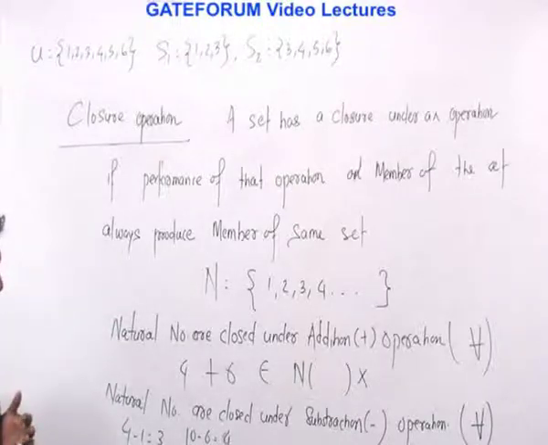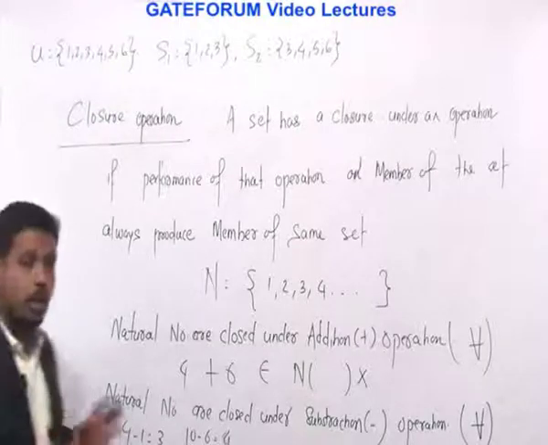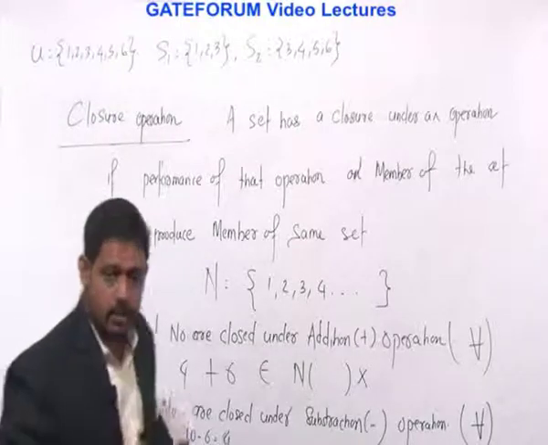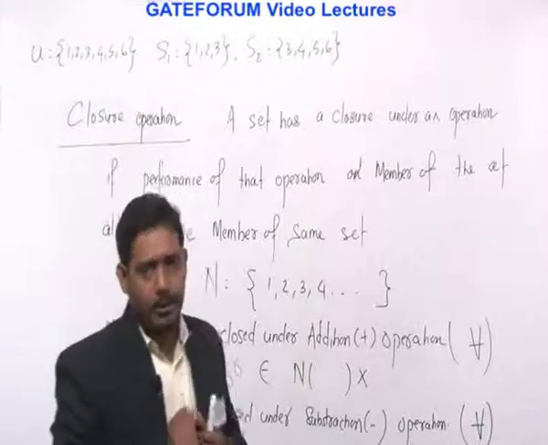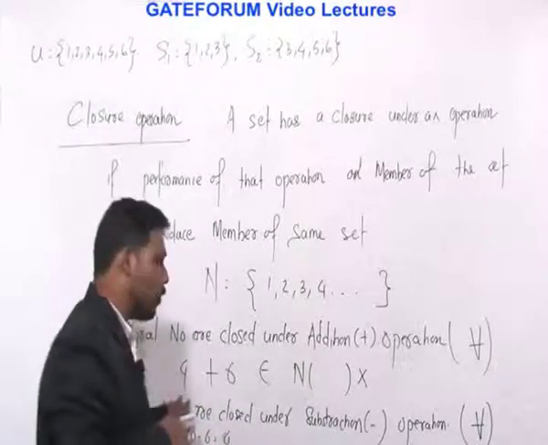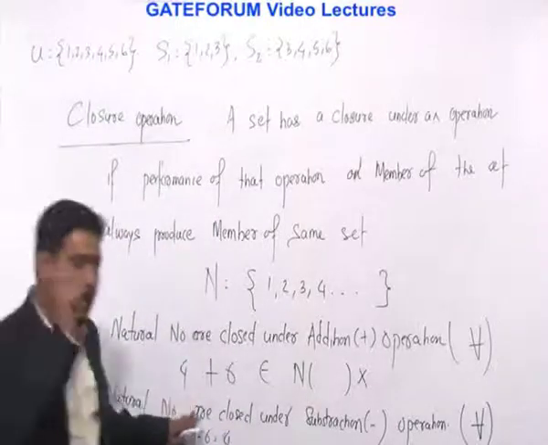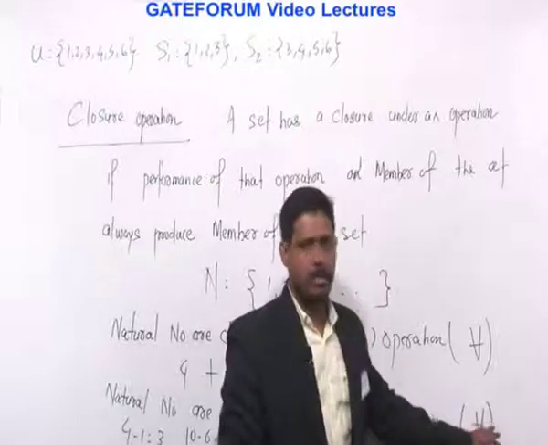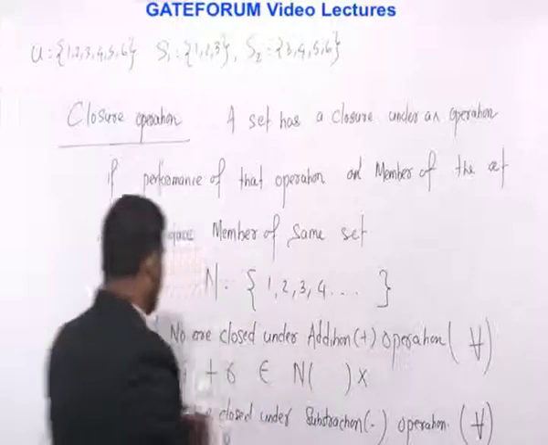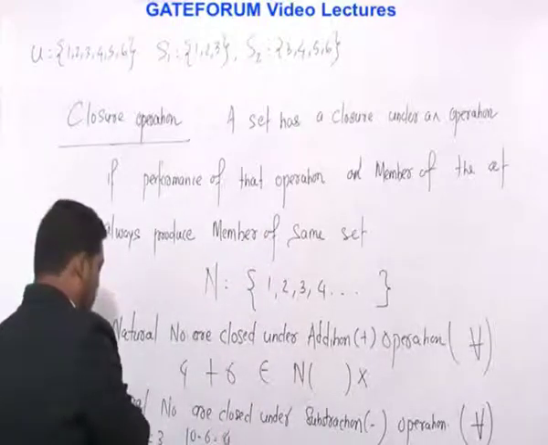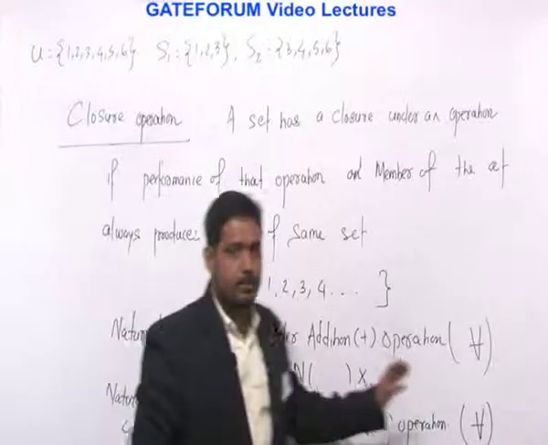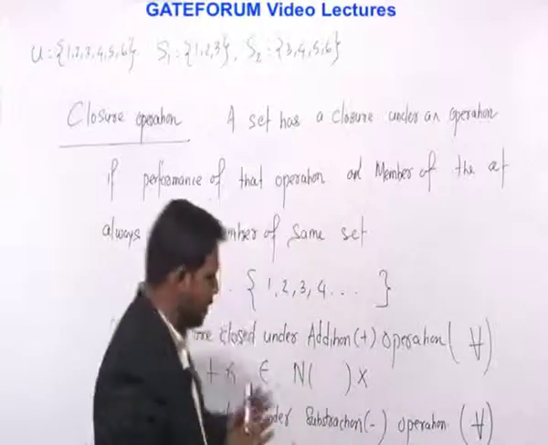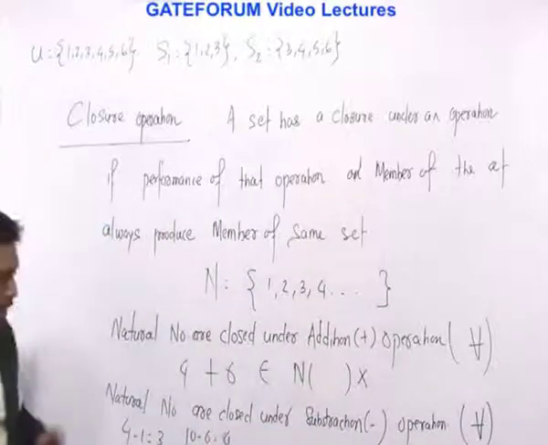But the problem is when it comes to quantification, it should be true for all. I should not get any contradiction in this case. The moment I get a contradiction, this statement automatically becomes false. What becomes false is the universal quantification. I can say some natural numbers are closed under subtraction. That is a true statement, but I can't say all.